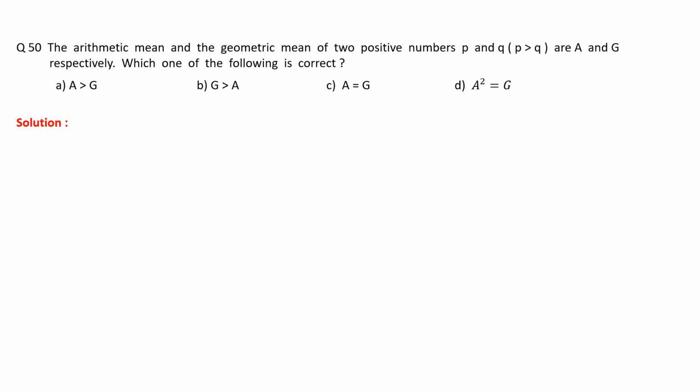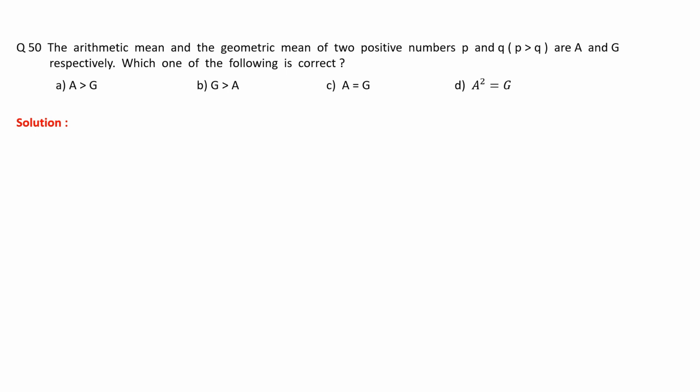Now students, this is the last question of this particular video, and the remaining 50 questions of this exam I will be discussing with you in the second part of this video. Now as far as this question is concerned, it is based on a direct concept of arithmetic and geometric mean. And the concept says that arithmetic mean of two positive numbers is always greater than or equal to their geometric mean. And the equality between arithmetic mean and geometric mean holds only when those two numbers are equal.